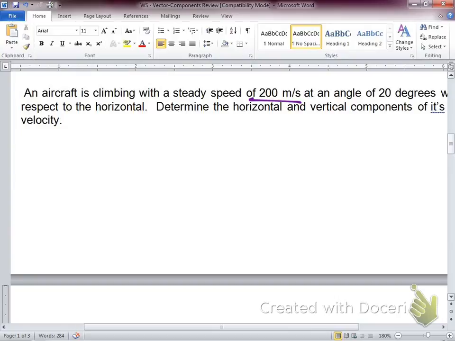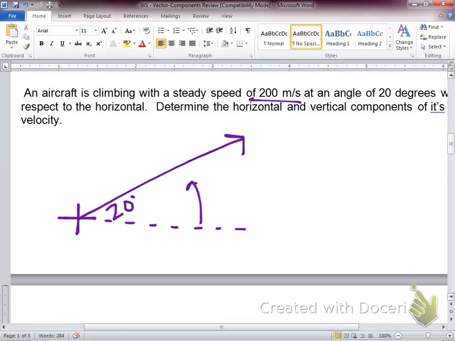So from the horizontal means we start with our regular axes. Okay, and we assume the horizontal positive axis looks like that. So our 20 degrees is going to fit right in that little pocket right there from the horizontal. You're going to start at the horizontal and you're going to move in the positive direction. Okay, and where would my 200 meters per second fit in this particular diagram? Yeah, it's the hypotenuse. Good, it's our vector. 200 meters per second.